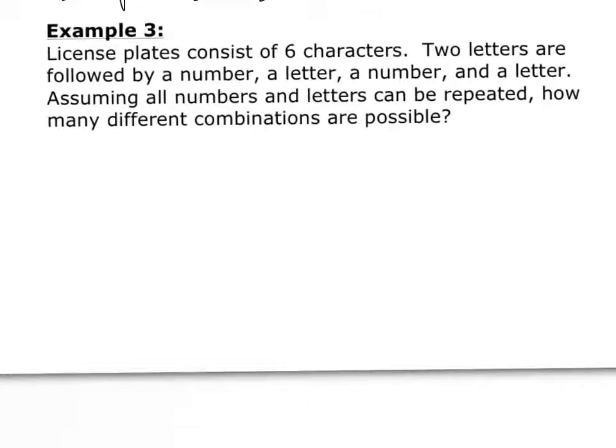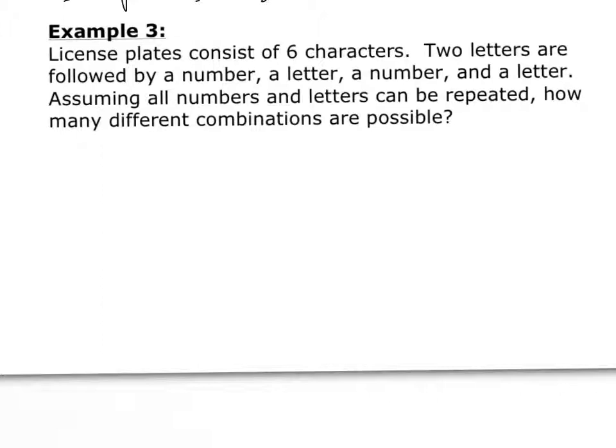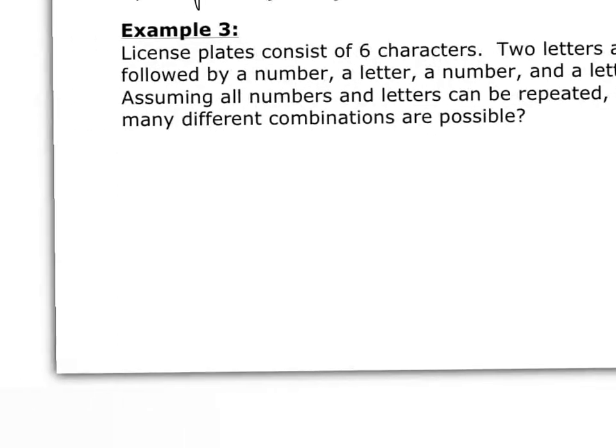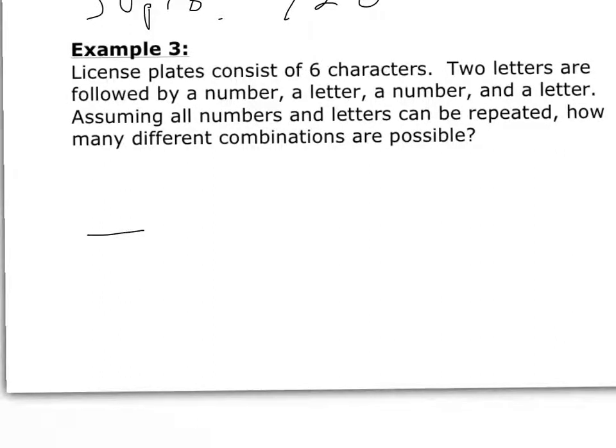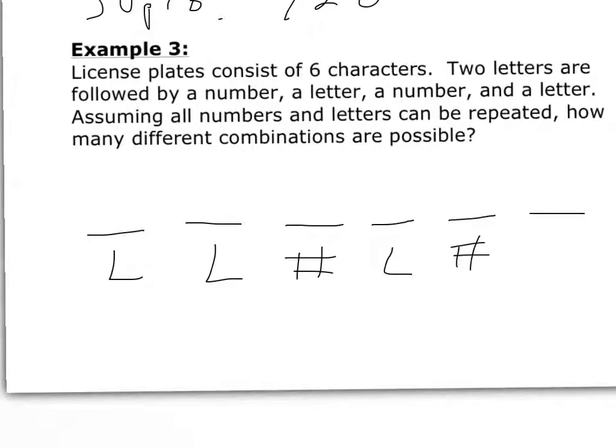Example number 3. It says license plates consist of 6 characters. 2 letters are followed by a number, a letter, a number, and a letter. Okay, so we know that you have to have a letter, a number, a letter, a number, and a letter. And we have to figure out how many different combinations you can use on your license plate.